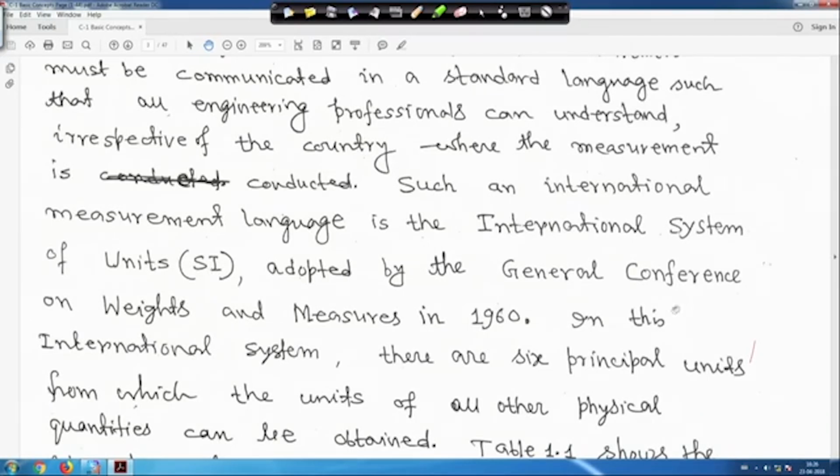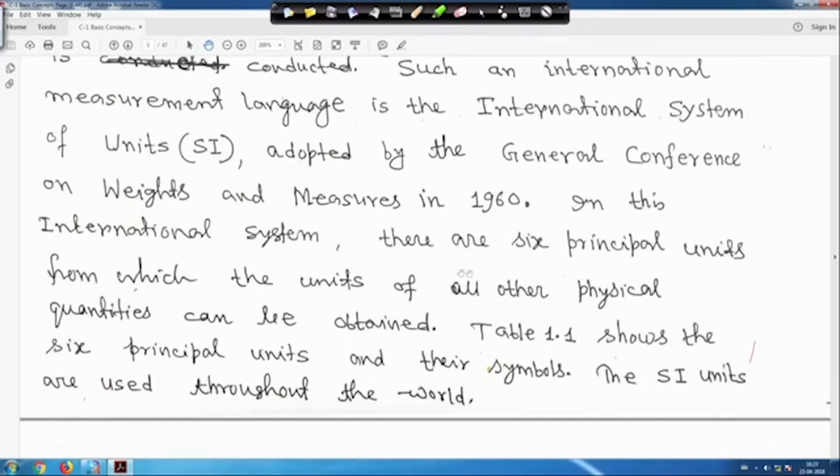It was adopted by the General Conference on Weights and Measures in 1960. So, we follow the SI, the International System of Units. Basically, in this international system there are only 6 principal units, from which the units of all other physical quantities can be obtained. Table 1.1 shows the 6 principal units and their symbols.